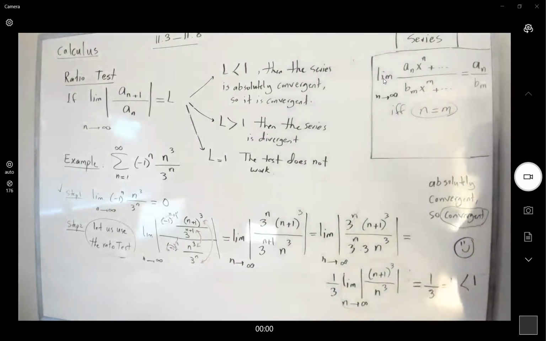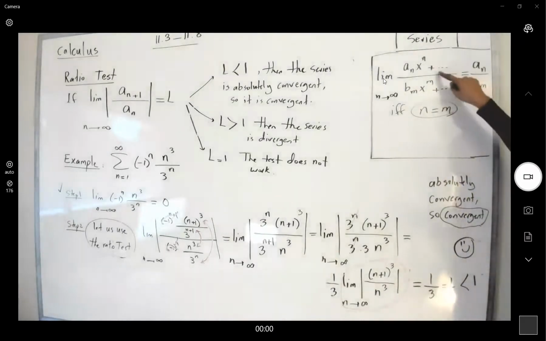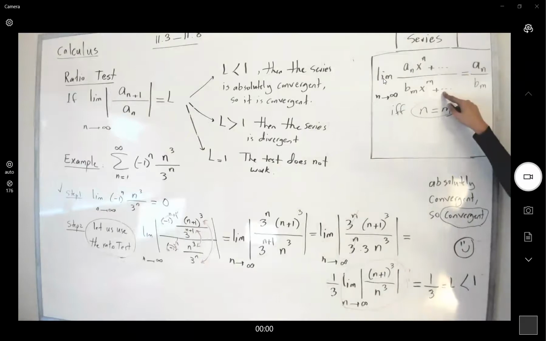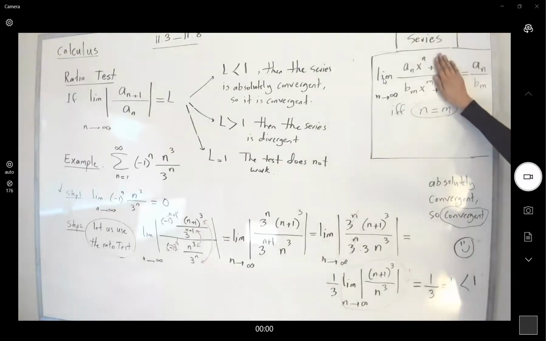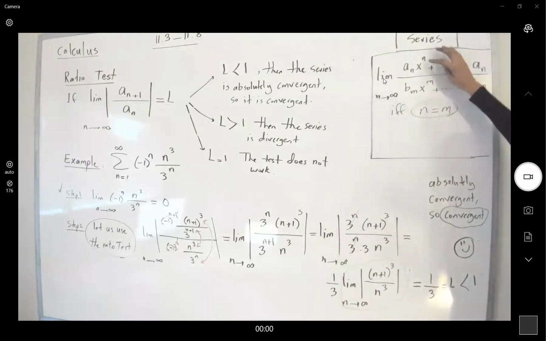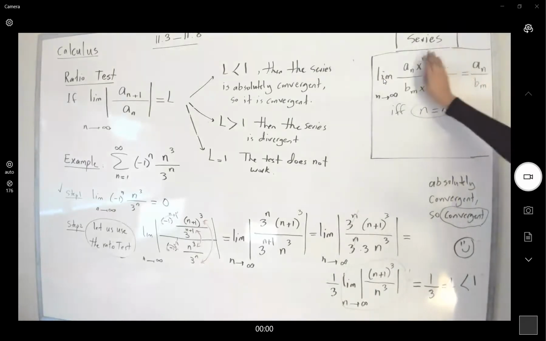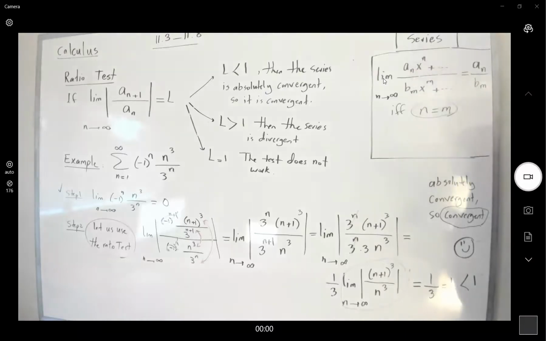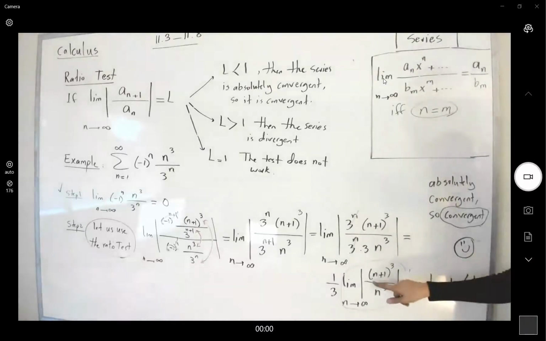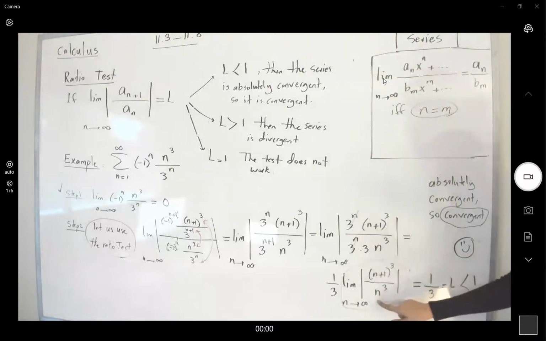While x goes to infinity, we don't care about the terms with lower exponents. We just care about the terms with the maximum exponent, the leading terms. And if n is equal to m, you can ignore these two, and you're left with a sub n divided by b sub m. In our case here, you have n to the third, n to the third.